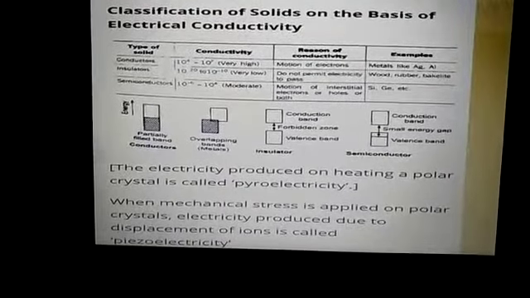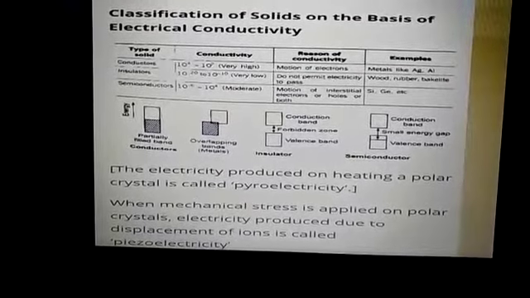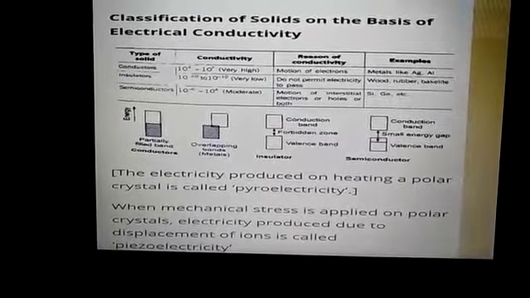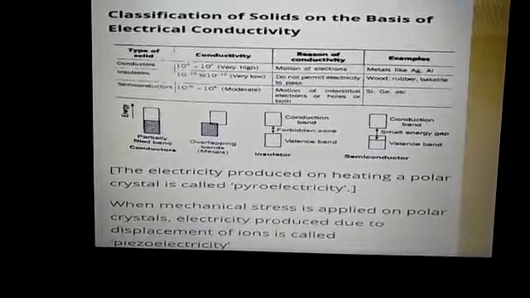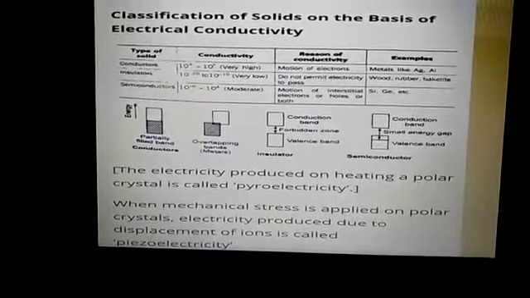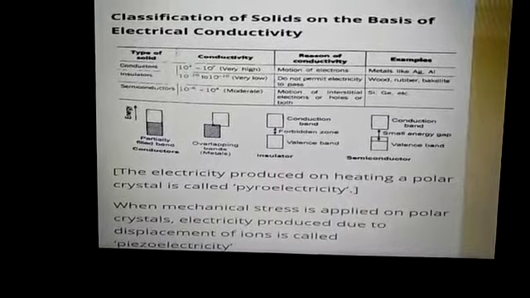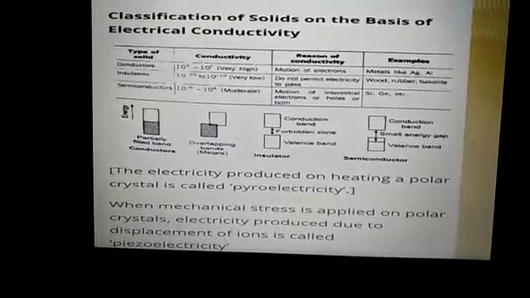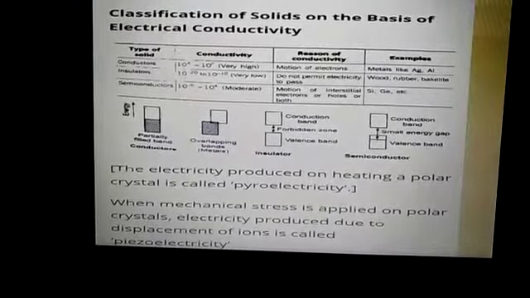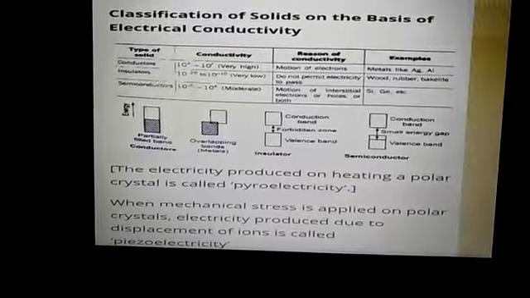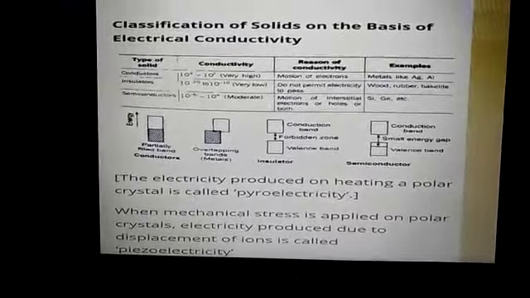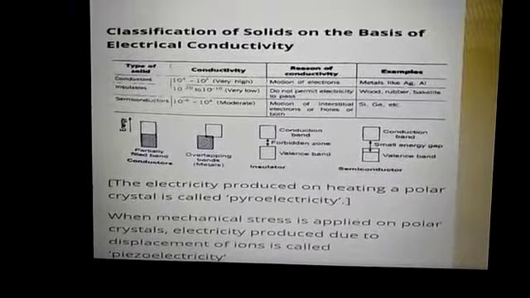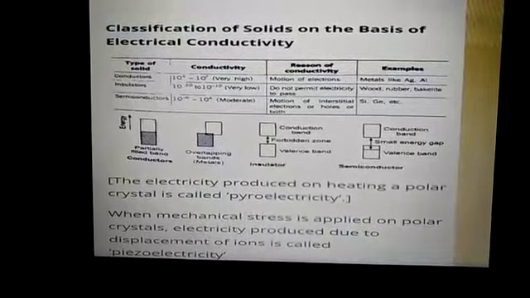While insulators are the solids which have extremely low conductivity, ranging between 10 to the power minus 20 to 10 to the power minus 10 ohm inverse meter inverse. Examples: plastic, wool, rubber, sulfur, phosphorus, etc. Semiconductors are the solids which have conductivity in between those of conductor and insulator, ranging from 10 to the power minus 6 to 10 to the power 4 ohm inverse meter inverse.